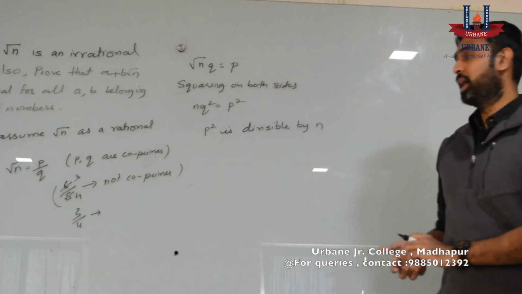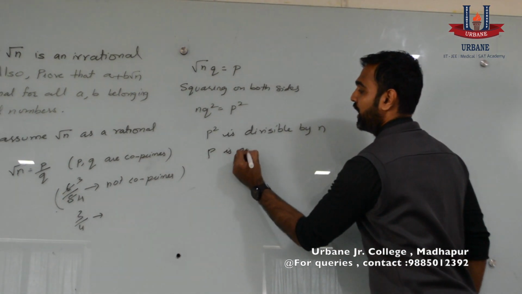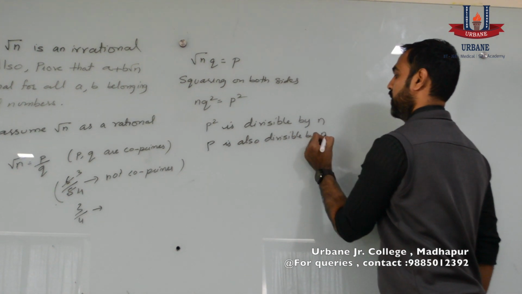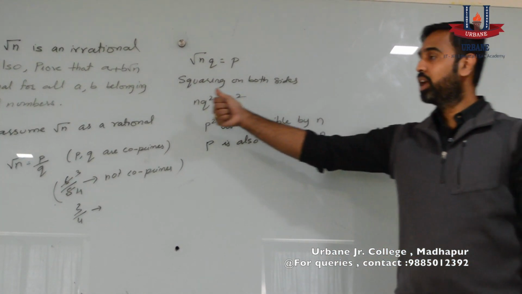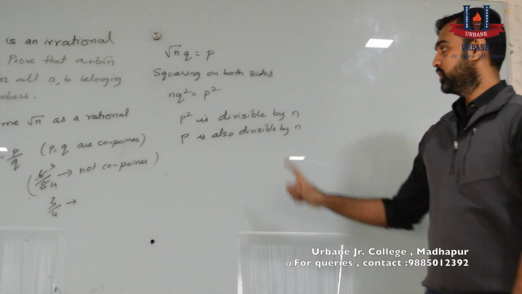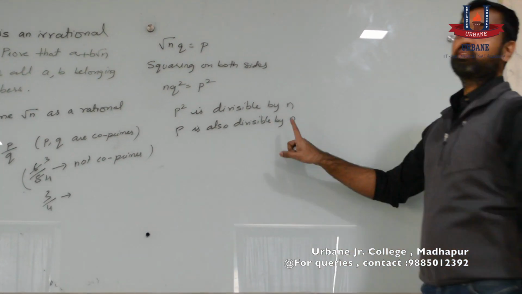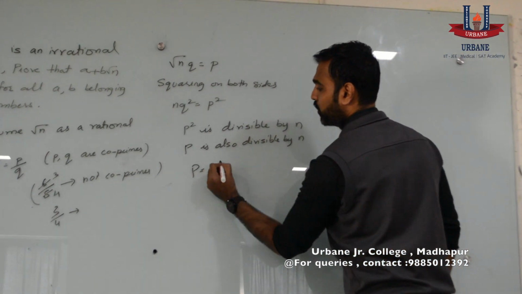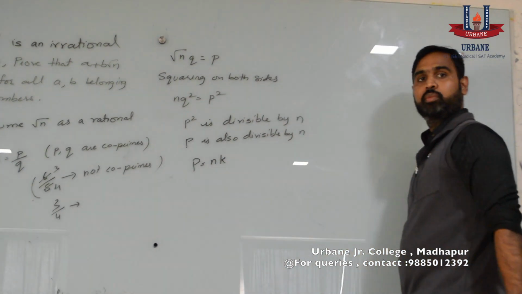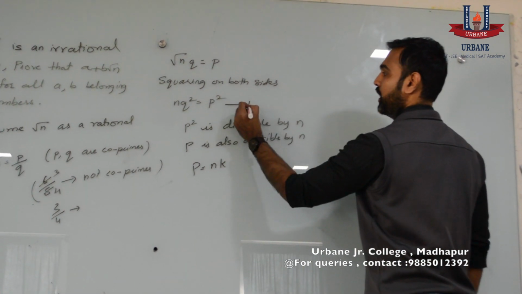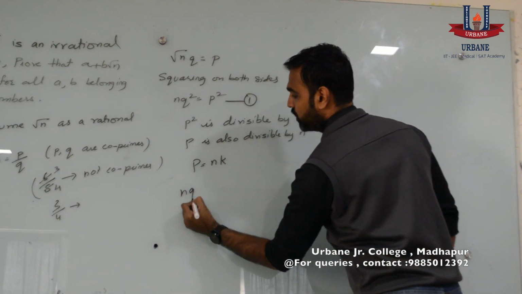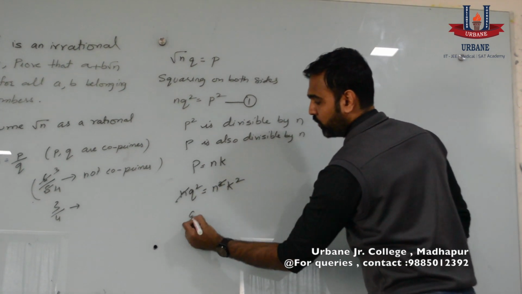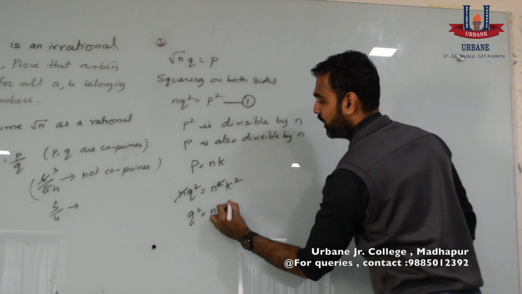And this is true. When p square is divisible by n, p is also divisible by n. And this statement is true if n is a prime number. So we have p having a factor as n. Now let's consider p is equal to n into some value k. Substituting p is equal to n into k in this equation 1, we get n q square is equal to n square k square. Cancelling n, we get q square is equal to n into k square.